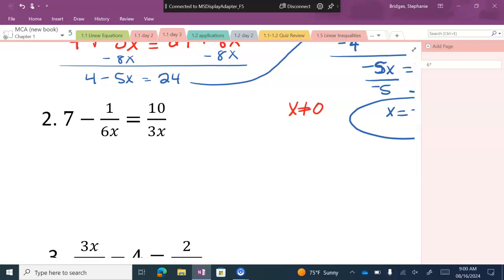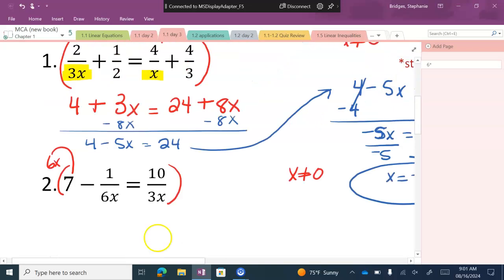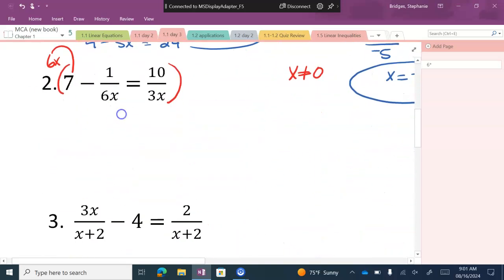The denominators are 6x and 3x, so what would I use for my common denominator? 6x. Don't forget about 7. He needs to be multiplied by 6x too. Okay, 7 times 6x is 42x. Bring down the minus sign. When I multiply 6x times 1 over 6x, what do both of the 6x's do? Cancel, and it just leaves me with that numerator of 1.